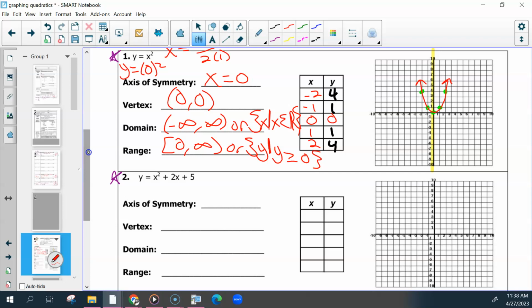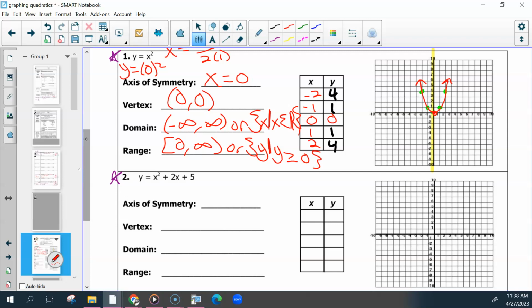How does it tell if it's a bracket or not? If it's a closed circle, like this was a point here, it's a bracket. If it was open, it would be parentheses. And then infinity and -infinity are always parentheses. Other questions on that one?